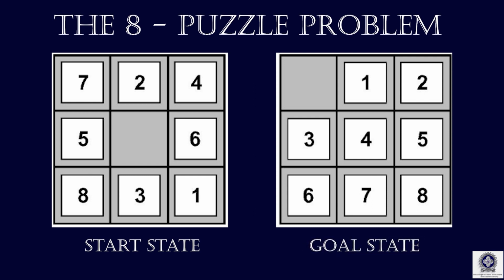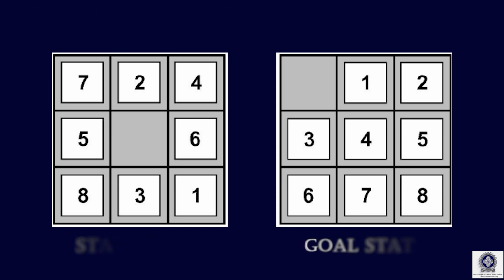Here we have a 3 by 3 grid where the initial state represents 7, 2, 4, 5, 0, 6, 8, 3, 1 and the goal state starts from 0, 1, 2, 3, 4, 5, 6, 7, 8. Let us take this example and consider a puzzle where we have a 3 by 3 grid with 8 numbered tiles and 1 empty space. The goal is to arrange the tiles in a specific order. Each move in this puzzle can shift a tile into the empty space.